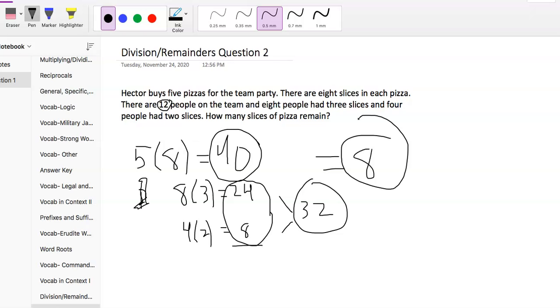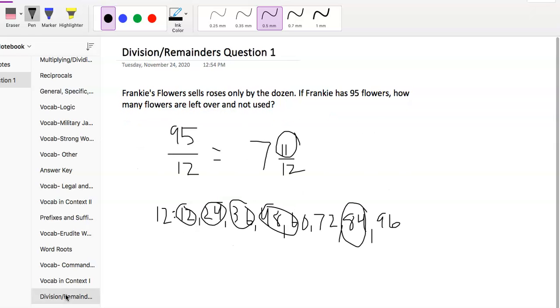So that's what you're going to be seeing with these division remainder questions. These two are really good examples, right? Here there was a bunch of multiplication, adding some stuff up, and then subtracting. So not really division, but we did end up with a remainder. And the first one was more division based, with the 95 divided by 12 and coming up with a remainder of 11.